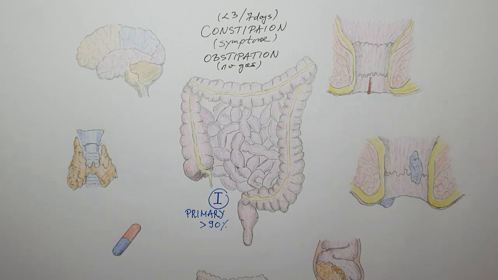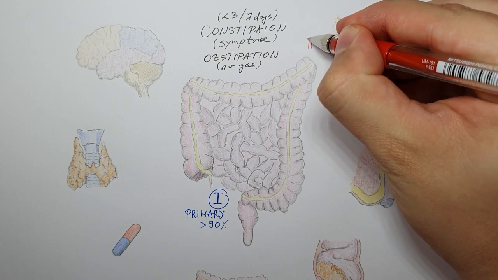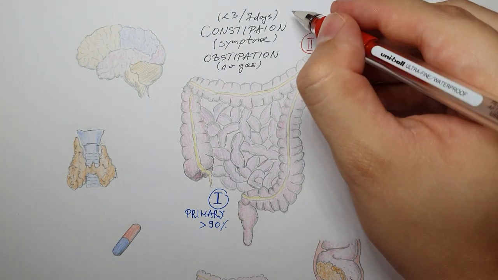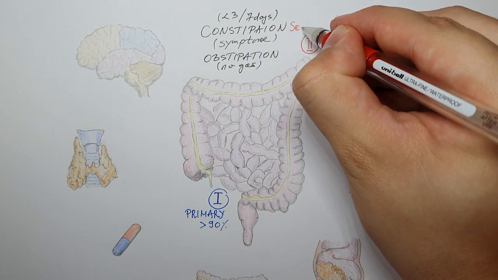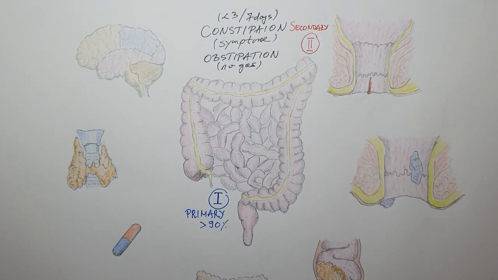But there is also a second issue that we need to address, and that is secondary constipation. As the name says, in secondary constipation there is an underlying cause, and the constipation is a secondary symptom of it. The constipation has an underlying cause, and it has many causes. I only put here the most frequent ones. So we will start from the anal region problems.